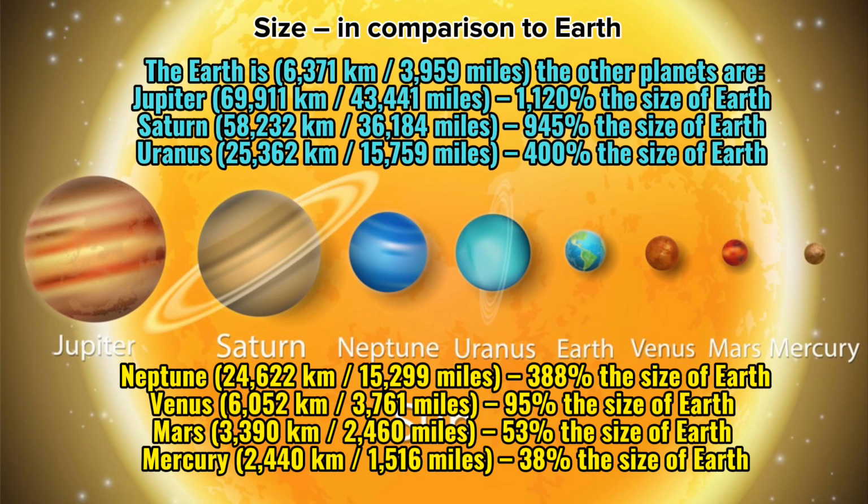Venus is 95% the size of Earth. Mars is 53% the size of Earth. And Mercury is 38% the size of Earth.